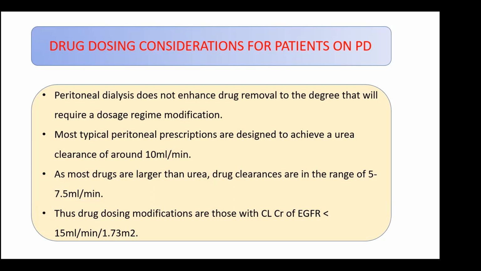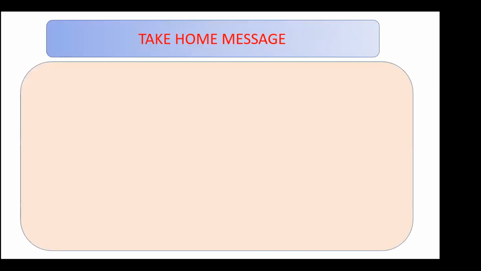Thus, drug dosing modifications are those with creatinine clearance or eGFR less than 15 ml per minute per 1.73 meter squares. So finally, we come to the last slide of the presentation.